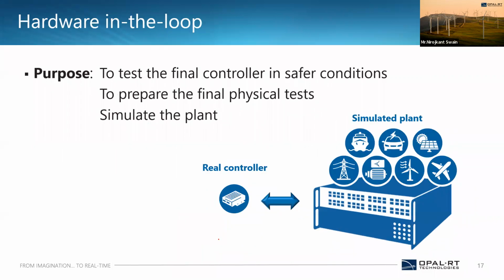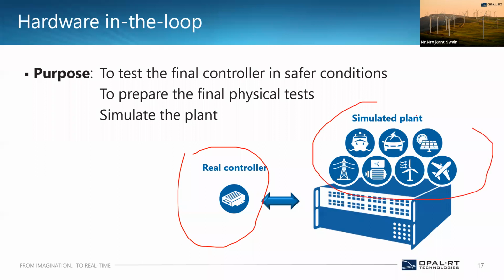And the opposite, vice versa, is hardware in loop: your controller is real and your plant is simulated. That means your inverter is simulated and your controller is real. You need to generate the PWM from outside, and here is your inverter. We'll give PWM from outside to the inverter. That's what we call hardware in loop.